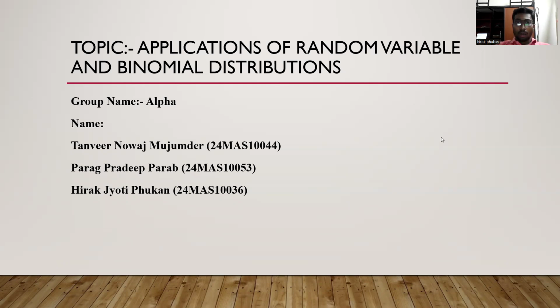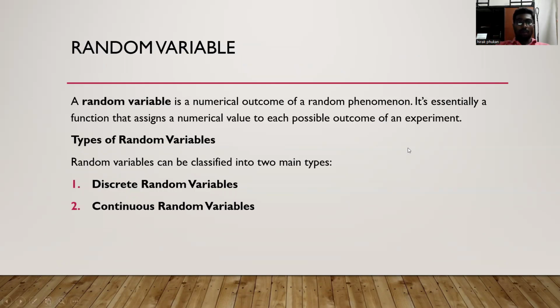Starting with random variables. A random variable is nothing but a numerical outcome of a random phenomena. It is essentially a function that has a numerical value. Let's assume an example of a dice. If we roll a dice, then the value should be 1, 2, 3, 4, 5, 6. So this is a random variable which is assigned to that experiment.